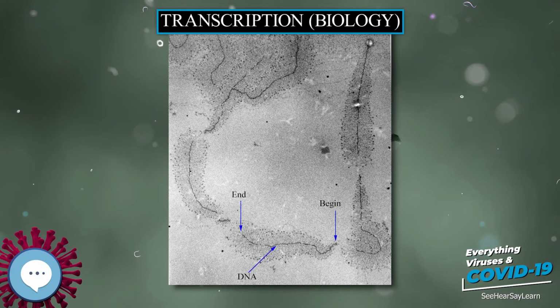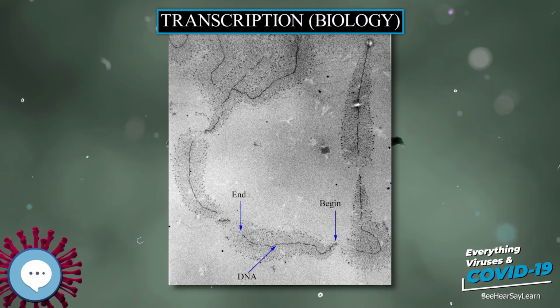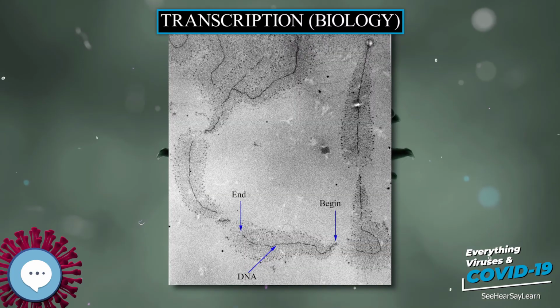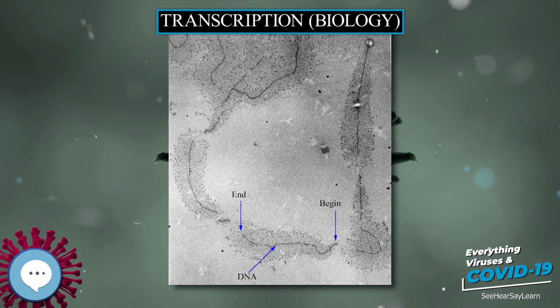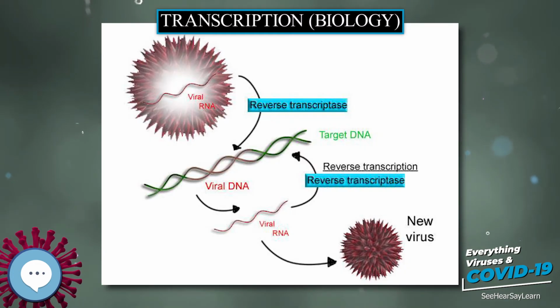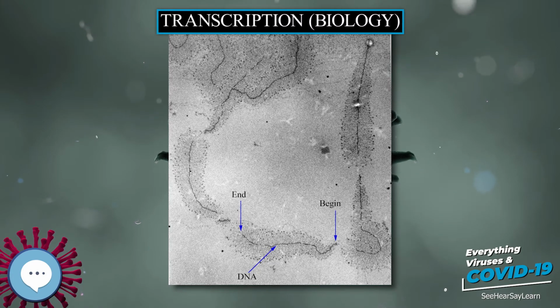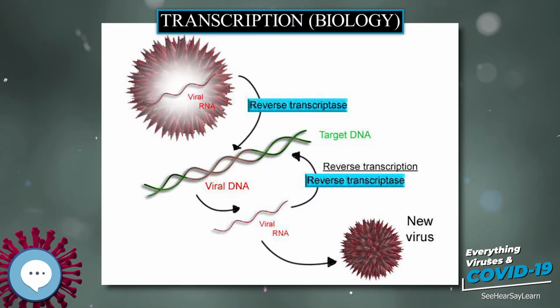The non-template, sense, strand of DNA is called the coding strand, because its sequence is the same as the newly created RNA transcript, except for the substitution of uracil for thymine. This is the strand that is used by convention when presenting a DNA sequence. Transcription has some proofreading mechanisms, but they are fewer and less effective than the controls for copying DNA. As a result, transcription has a lower copying fidelity than DNA replication.